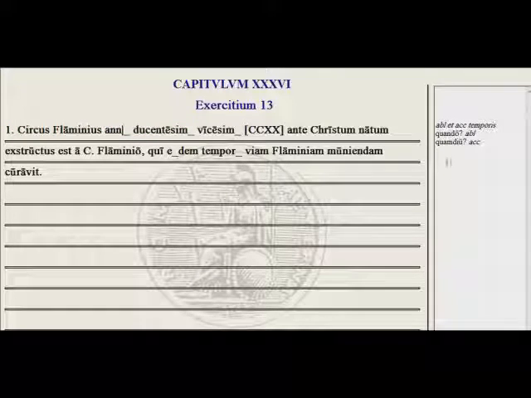Okay, this is practice with the ablative and accusative of time. The ablative of time asks when is it happening, so like on a certain date or at a certain time. Accusatives tell you how long, so for a certain period of time, for a certain number of years, something happened. So let's practice that here. We have Circus Flaminius blank blank blank. Okay. Ante Christum natum extructus est a Gaio Flaminio, qui blank blank viam Flaminiam muniendam curavit.